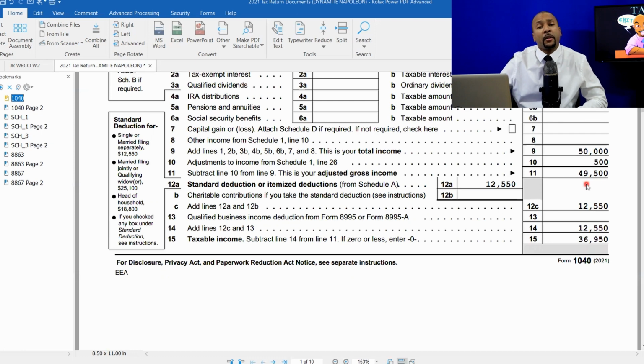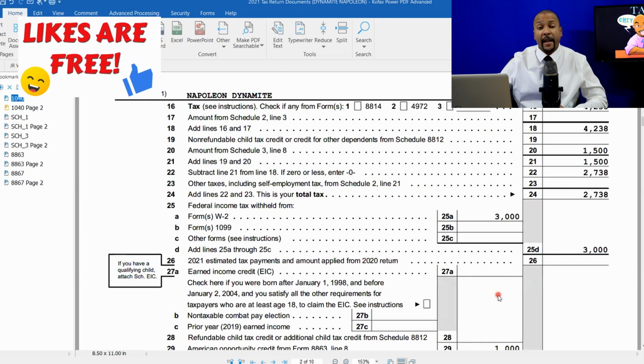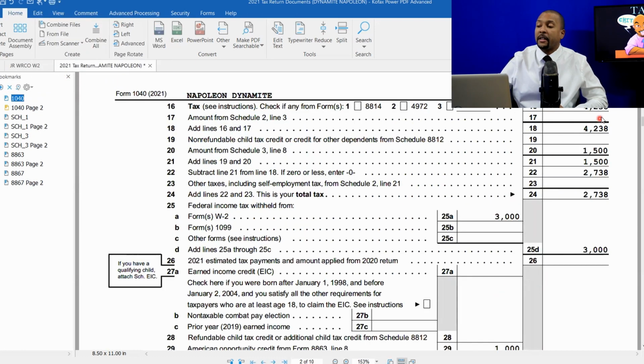From here, he's either going to take the standard deduction or he's going to itemize. And as we indicated in the last video, he's just going to take the standard. So his standard deduction for his filing status is $12,550. That is a subtraction, which gets us down to $36,950. This is Napoleon's taxable income, and this is the number that his tax will be based upon. If we go to page 2 of the 1040, we can see that his tax is $4,238.